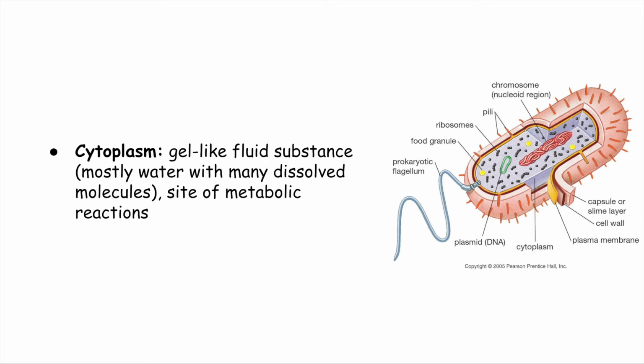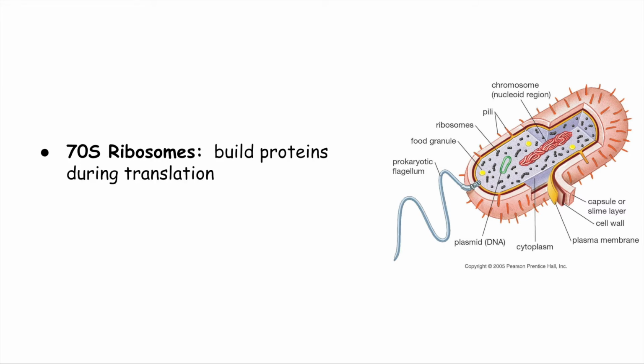The cytoplasm is a gel-like fluid which is mostly made of water with many dissolved molecules in it, and it is the site of metabolic reactions. The ribosomes are 70S, so that is another difference to eukaryotic cells, which have ribosomes with the size 80S in them. So these ribosomes are a lot smaller, and they are used for building proteins during translation.